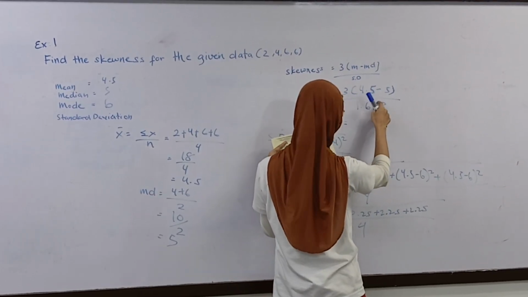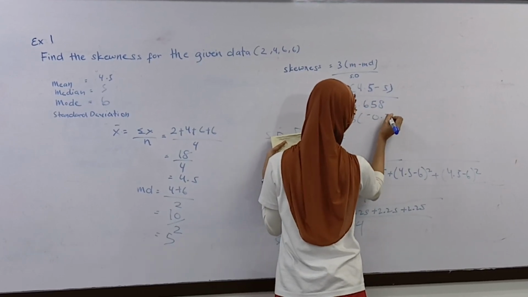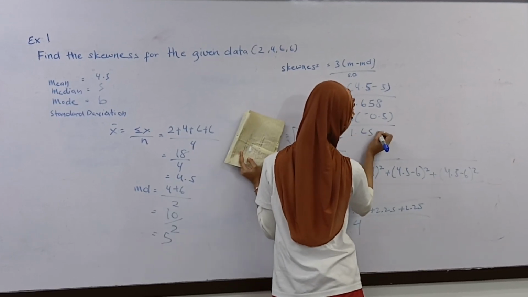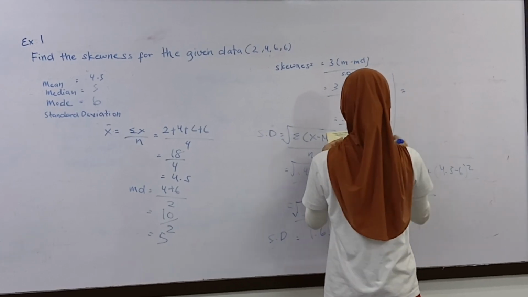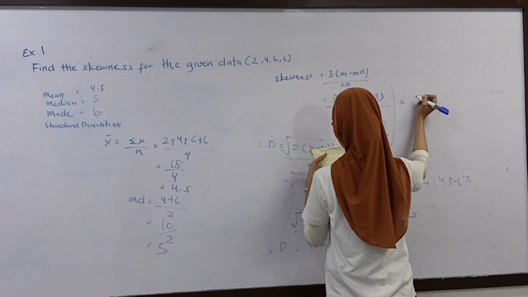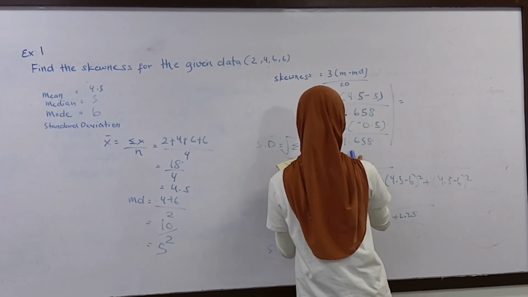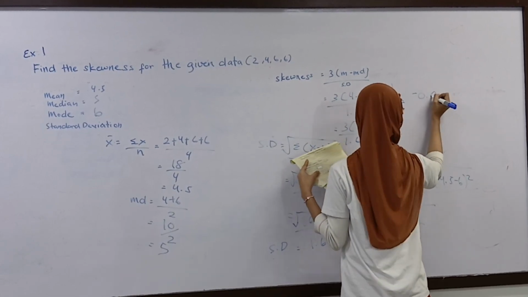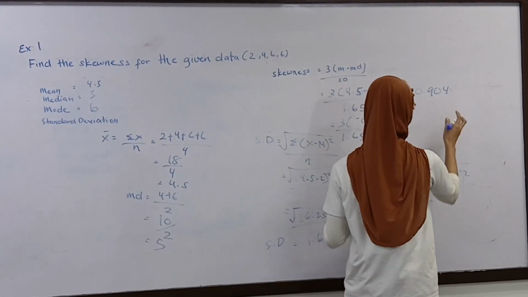So 4.5 minus 5 is equal to negative 0.5 over 1.658. So negative 0.5 times 3 divided by 1.658, the answer is negative 0.904, which means the skewness is negative.